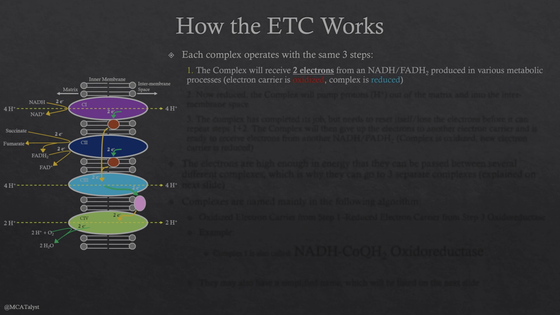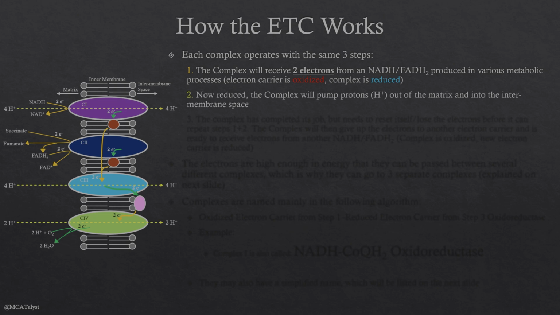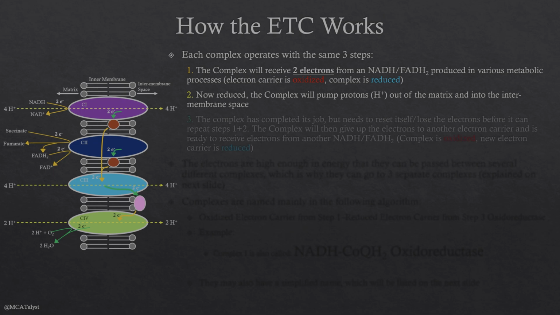First, the complex will receive electrons, 2 electrons specifically, from NADH or FADH2. These electron carriers can come from any metabolic process. Now that the complex is reduced, the complex has the ability to pump protons out of the matrix and into the intermembrane space. The complex has now completed its job. Its job is to pump protons, and now that it's done, it needs to reset itself.